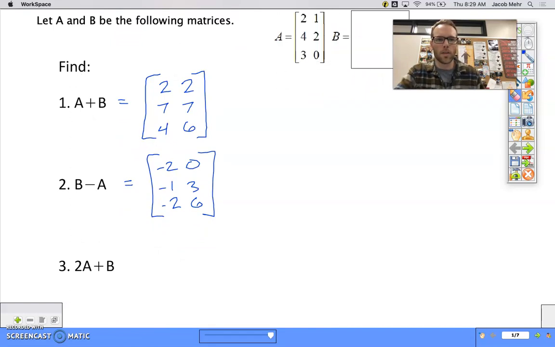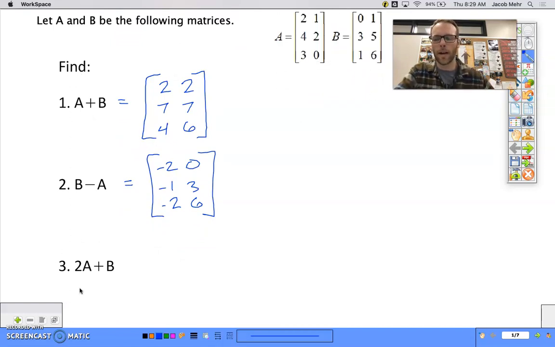All right. Now, take a look at what's different in this one. Okay, here we're going to find 2A plus B. So let's focus on the 2A first. This would be what we call scalar multiplication with matrices. We need to take matrix A times 2. And scalar multiplication is really easy. We're just going to multiply each element by the scalar, by the 2 in this case. So 2A would be, let's take each element in A and multiply by 2. So it becomes 4, 2, 8, 4, 6, 0.